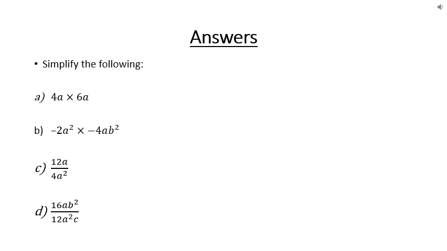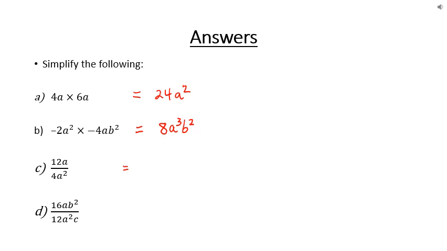In our first example, we times the numbers together first. 4 times 6 is 24, and then a times a gives me a squared. Second example, negative 2 times negative 4 is positive 8. A squared times a gives me a cubed, and then I'm left with b squared.